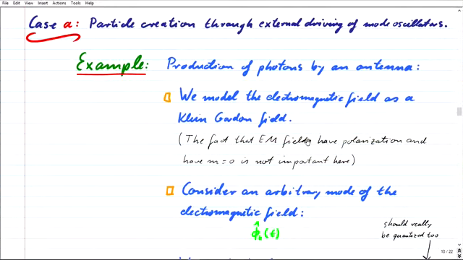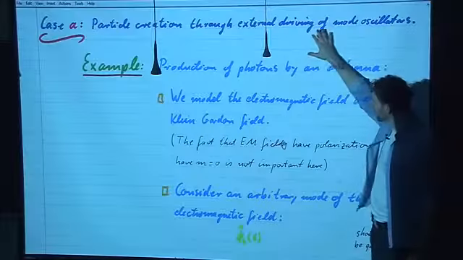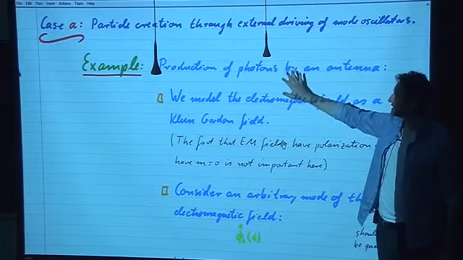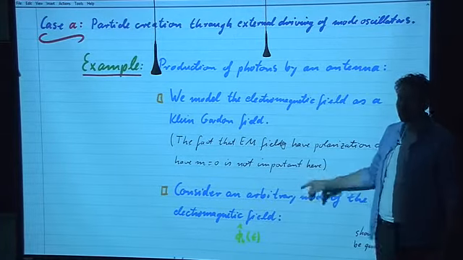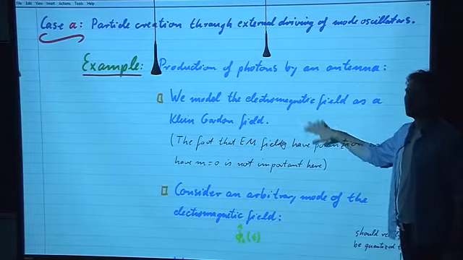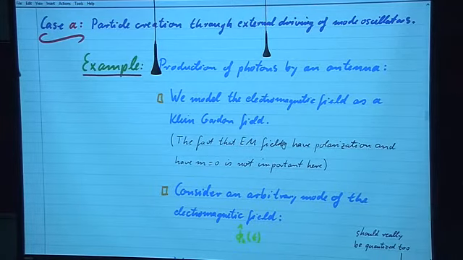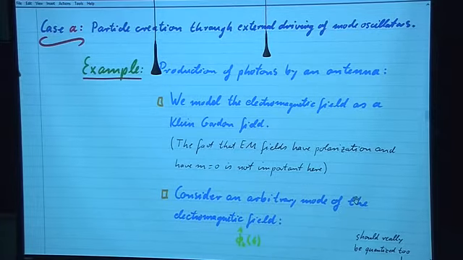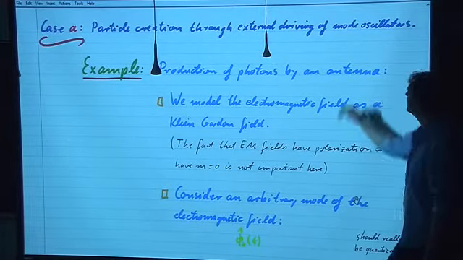All right. So now, since both cases are very important, case A and case B, we'll go through them both. We'll go through case A, mostly just talking about ordinary single harmonic oscillators. But for case B, we'll do the proper thing with gravity and all that. So case A, external driving of harmonic oscillators, will be just to warm up, basically, and get some experience with creation and annihilation operators. Okay, so case A, particle creation through external driving of mode oscillators.